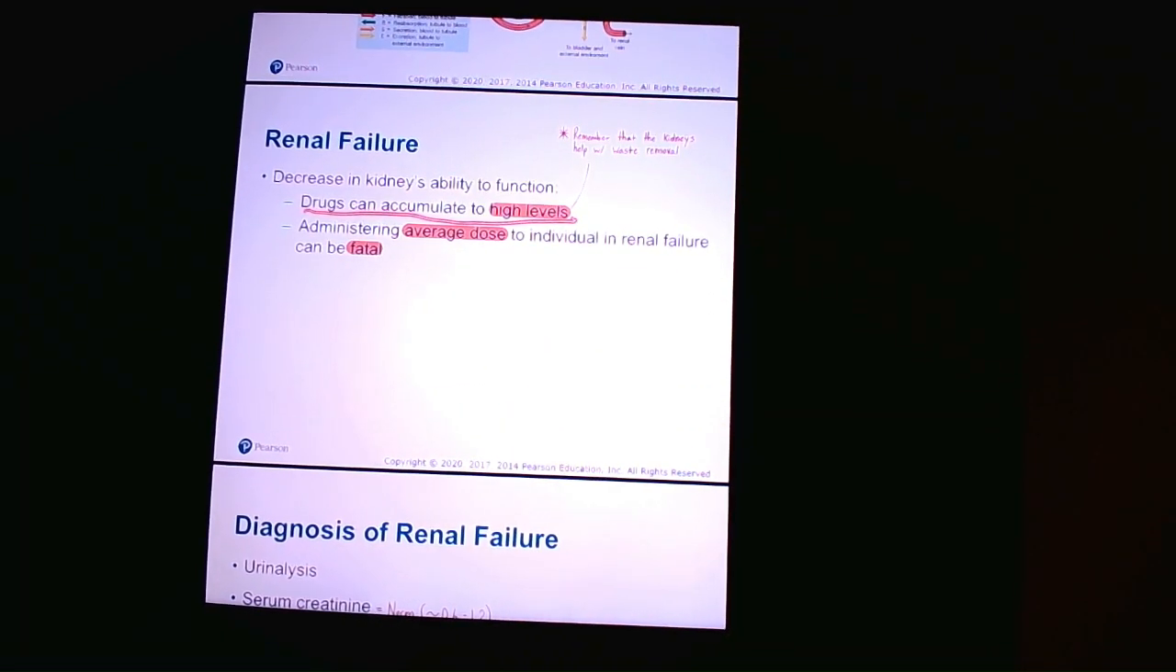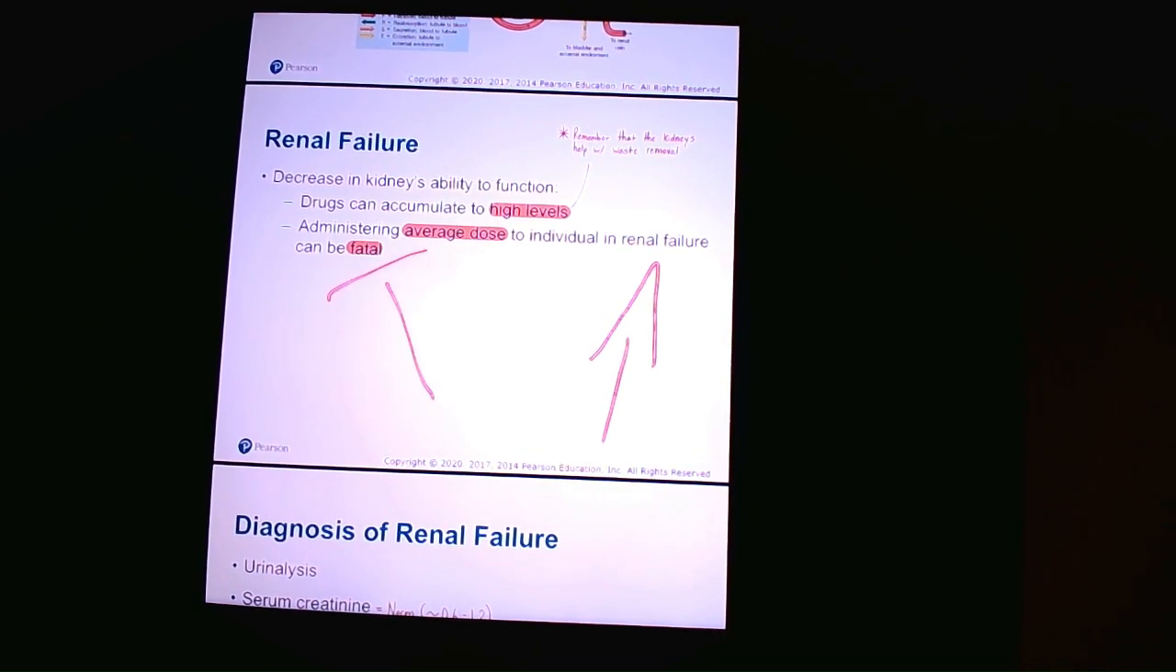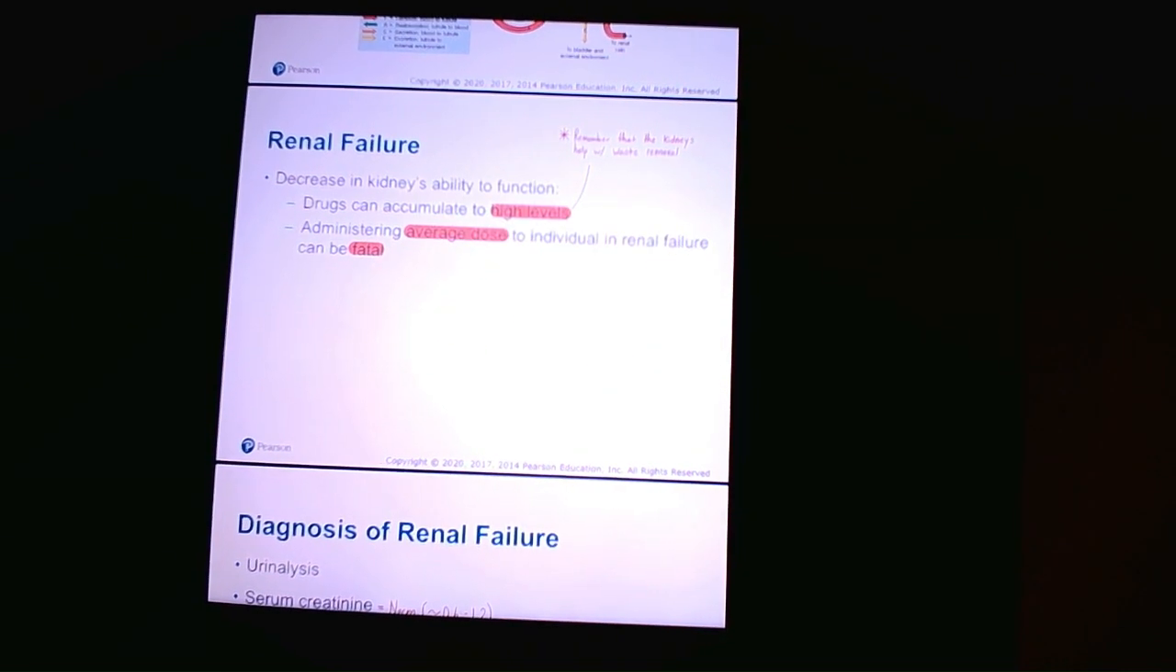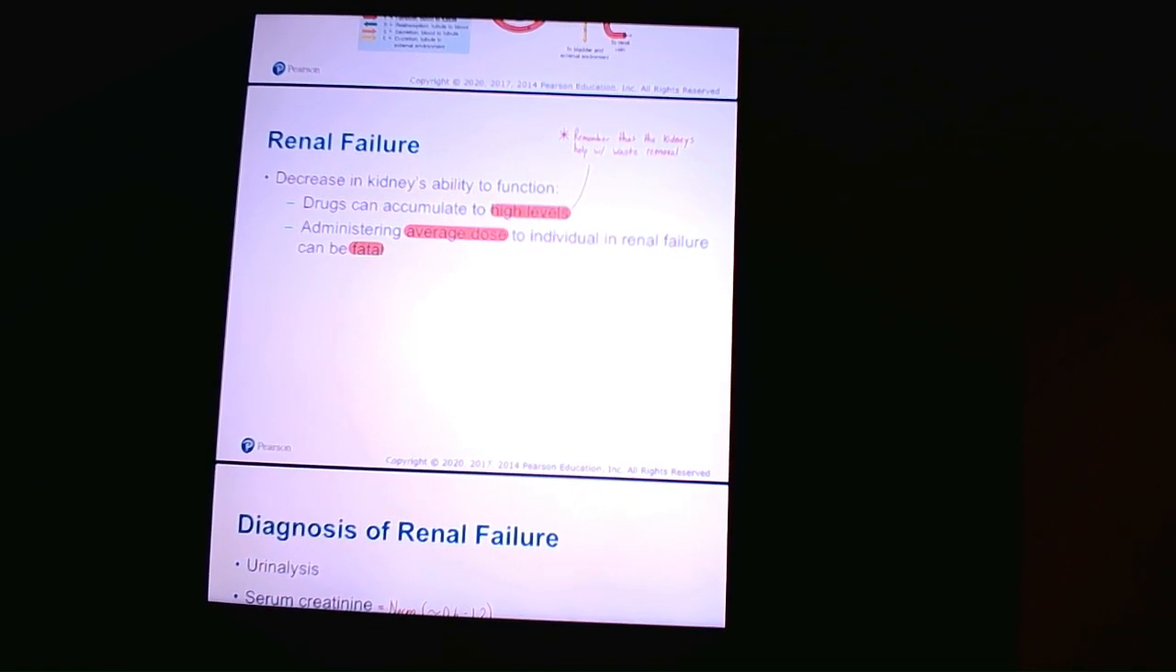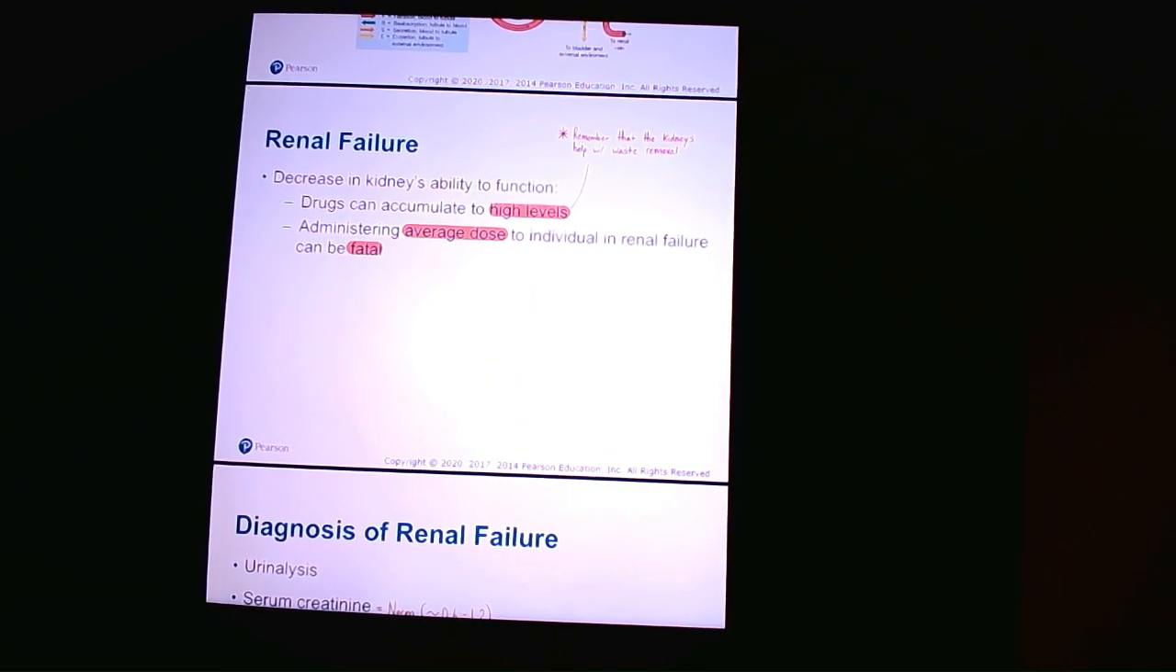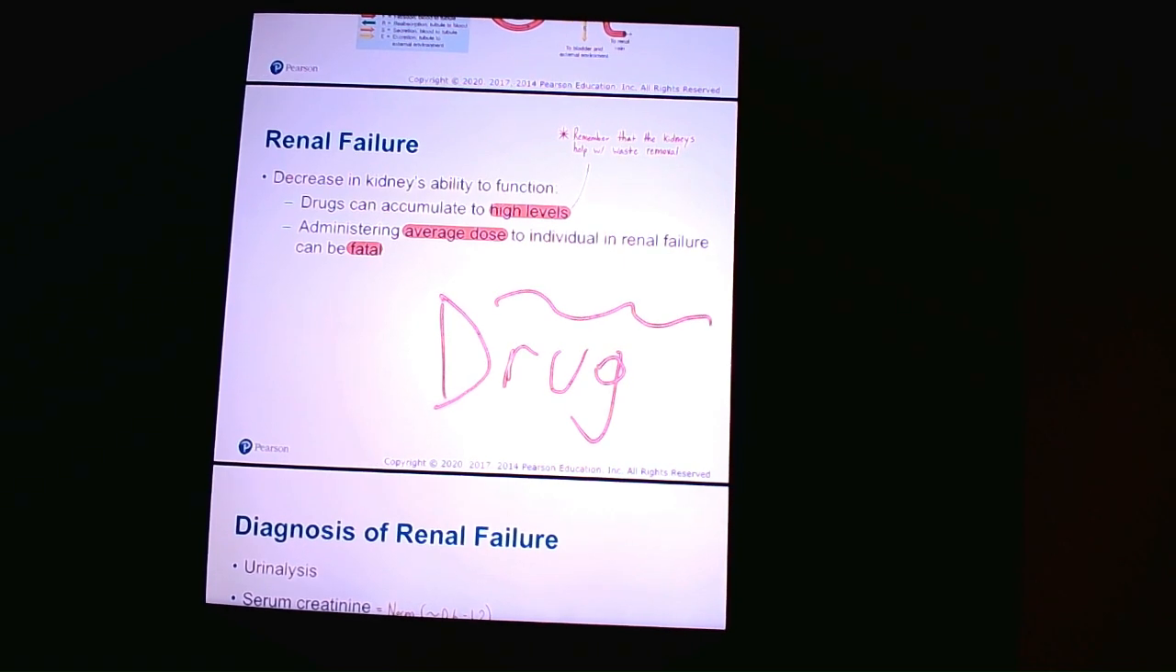Right. So drugs can accumulate in high levels, right? Because what was one of our things from a wet bed? Waste, toxins, right? So drugs can accumulate. The longer they stay in the blood circulation, the higher the chance for toxicity, right? That's what we need to be careful with. Giving an average dose to a person with renal failure can prove to be fatal, right? Because the person has increased time of that drug in circulation.